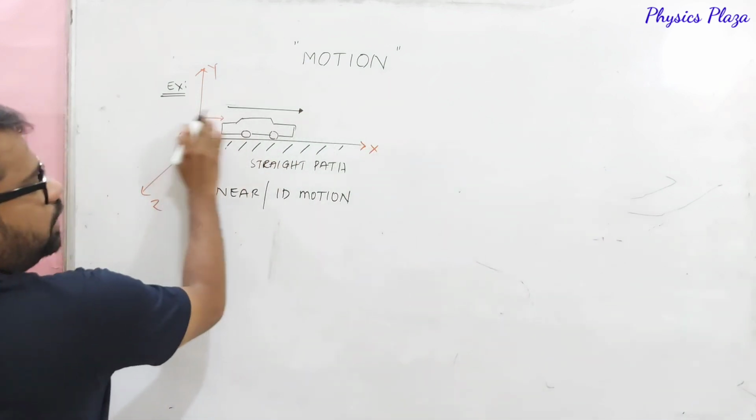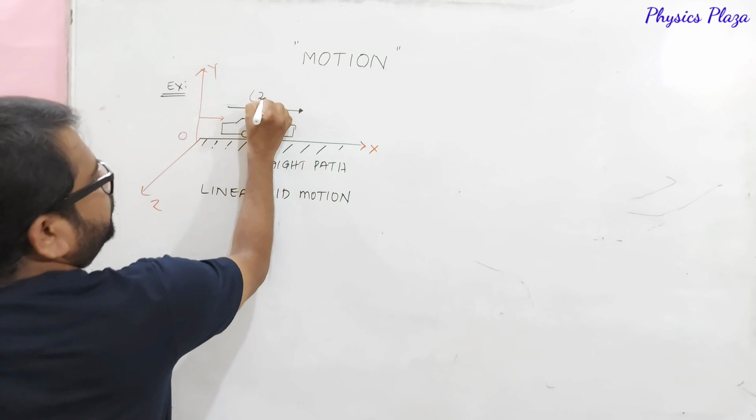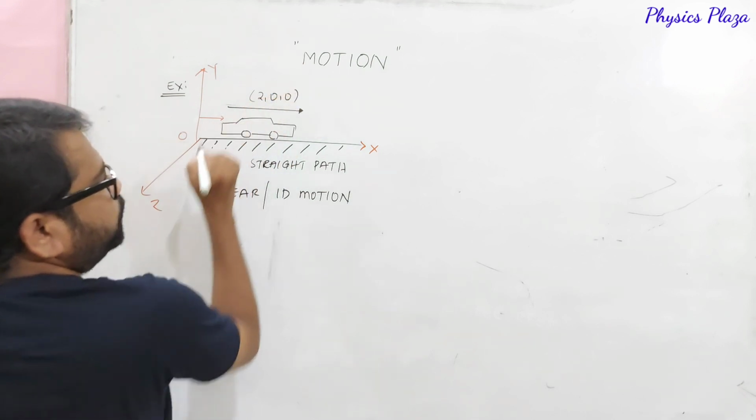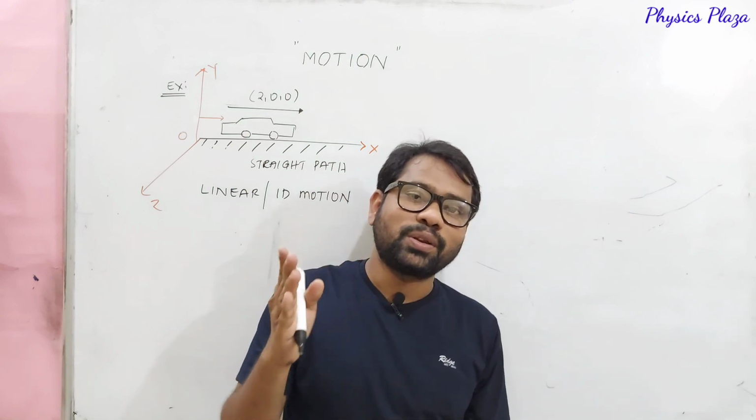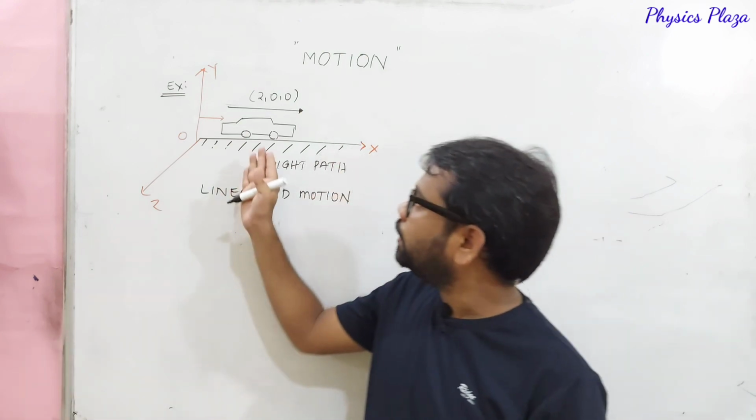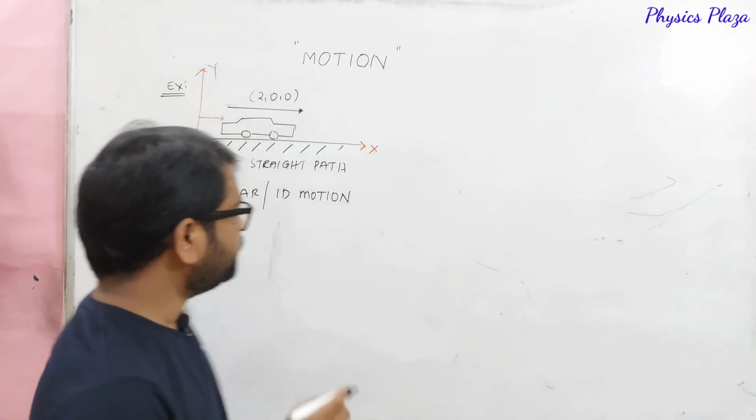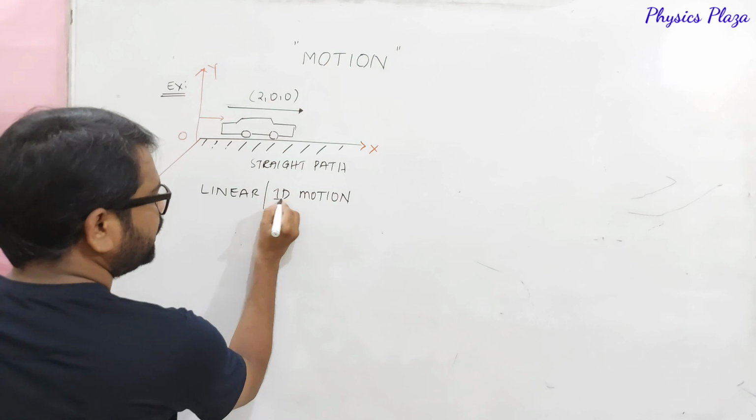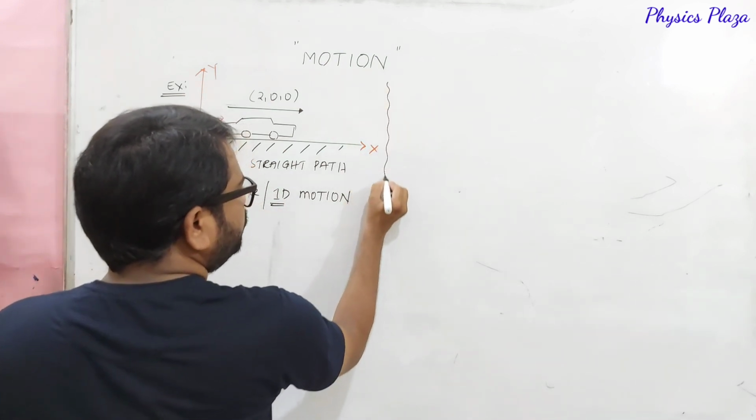For example, if it is at a 2 meter distance from the origin, we can represent this as (2, 0, 0). There is no change in either the y coordinate or the z coordinate. Only the value of one coordinate will change during linear motion or one dimensional motion. Children, very important. Just try to highlight this one dimensional motion. Okay, fine. Now let us take one more type of motion, children.